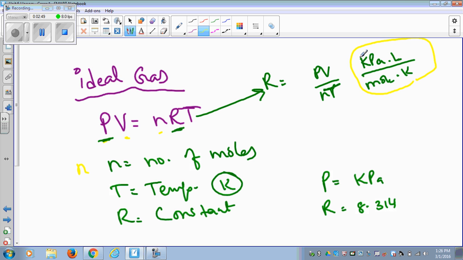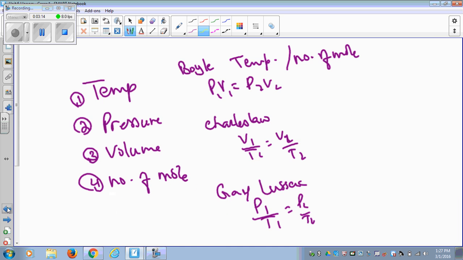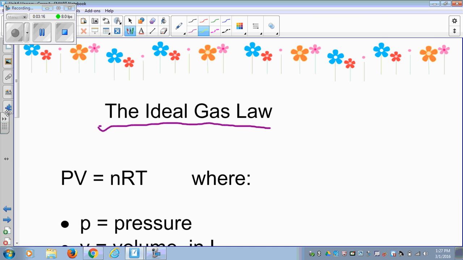So if in this unit I change the pressure to atm, the value of R will change to 0.0821. Sometimes this value is given to you when you're working on it, and sometimes you have to remember the value of R based on the pressure. So all of this is explained in this ideal gas law.